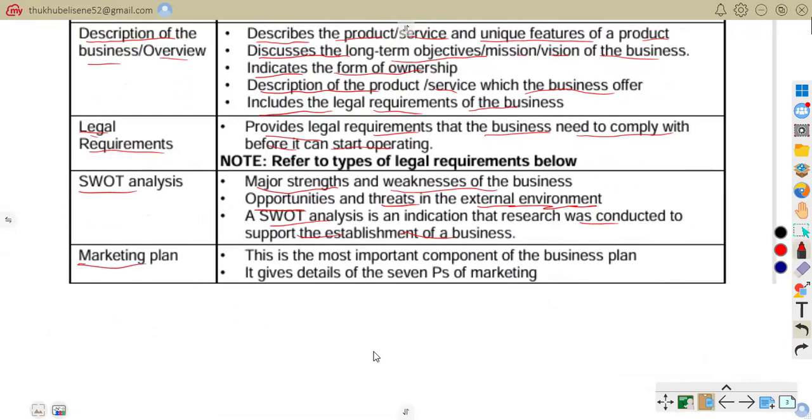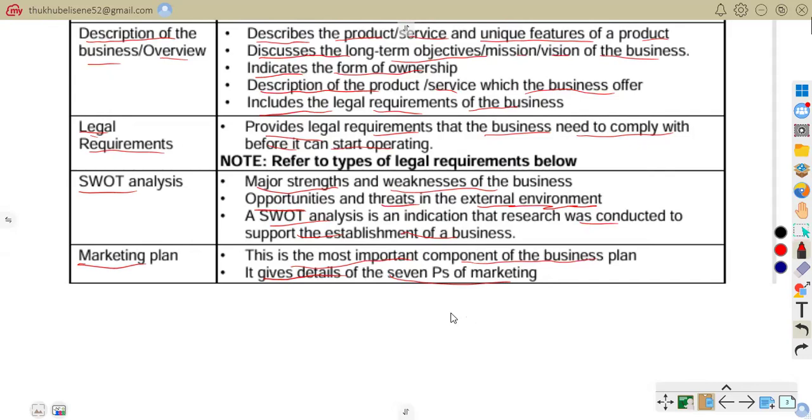Marketing plan is one of the components of the business plan. As it says, this is the most important component of the business plan. It explains how the business will attract and keep customers. So that is when they're going to do advertising through Facebook, local news, and so on. It gives details of the 7 P's of marketing. So it explains the marketing strategy using 7 P's: product, price, place, promotions, people, process, as well as physical evidence.